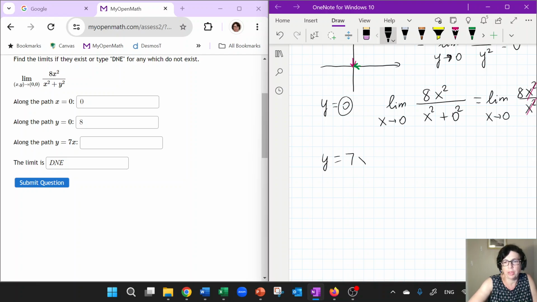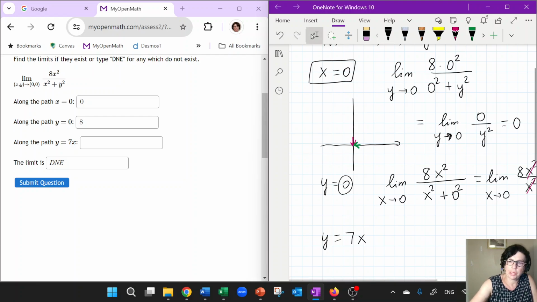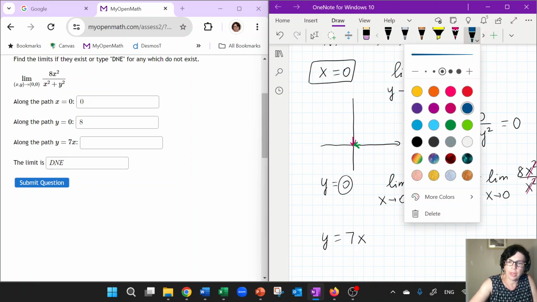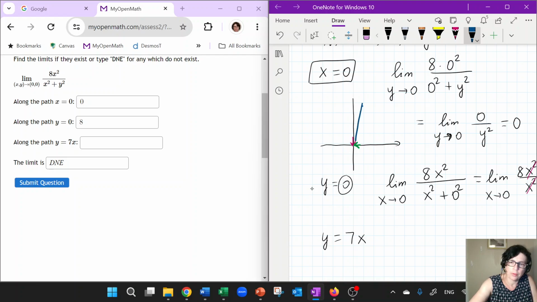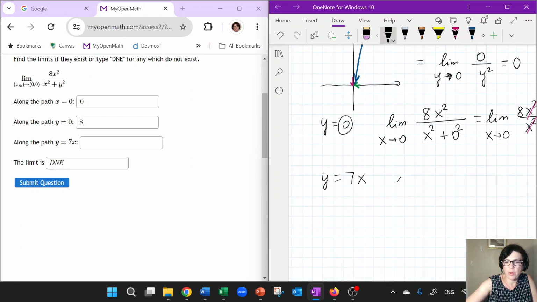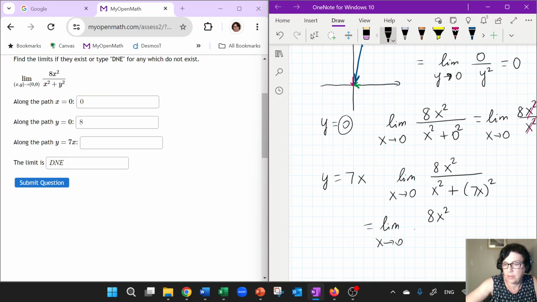It says, what about along the path y equals 7x? So if you approach it from, let's use some other color, from here, along y equals 7x, something like that, you're approaching it along that line. What happens then? Now let's plug in 7x whenever we see y. So x stays unchanged and we are letting x approach 0. So here we get plus 7x plugged in for y, which will be squared. So that's not going to be just 7, it'll be 49 actually. So you get 8x squared divided by x squared plus 49x squared.